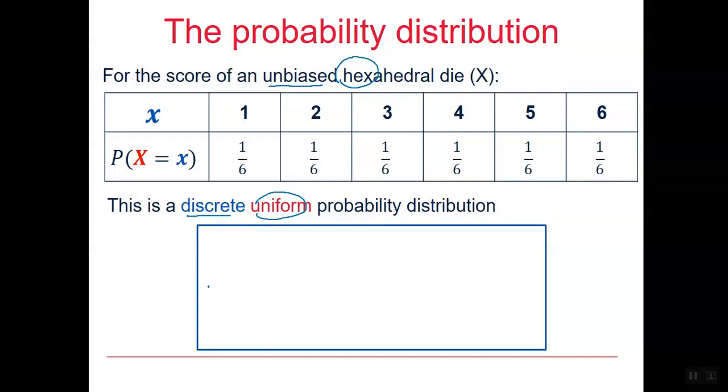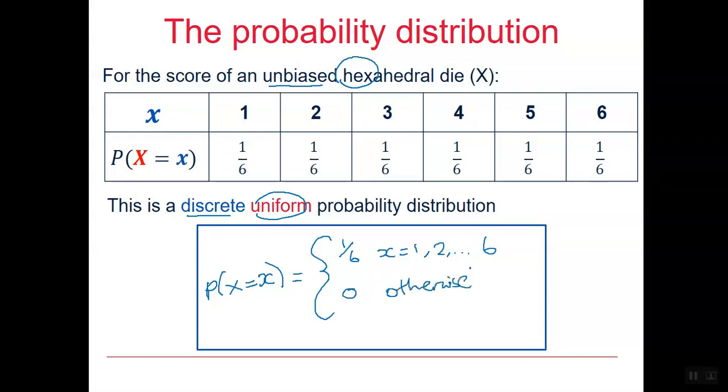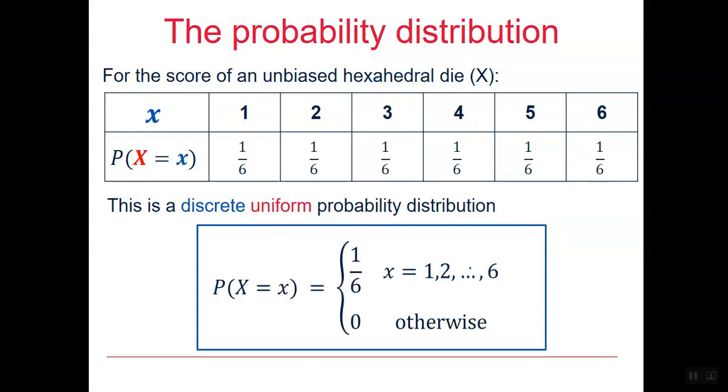There's another way of representing this probability distribution, and it looks more like a function. We say that the probability that the random variable is equal to x is equal to 1/6, and this is true for x from 1, 2, all the way up to 6. For completeness, we need to say that it's 0 otherwise. Here it is written out nice and neatly.